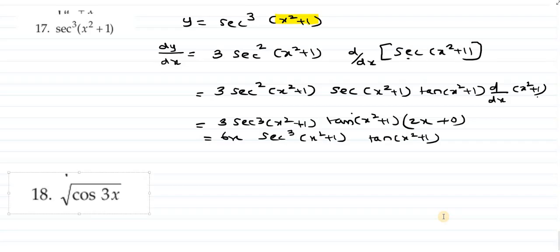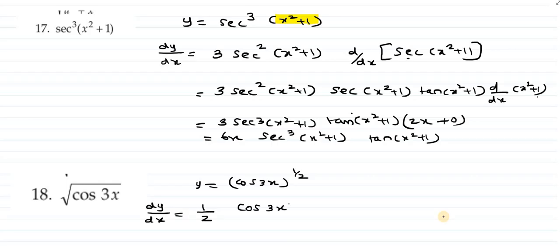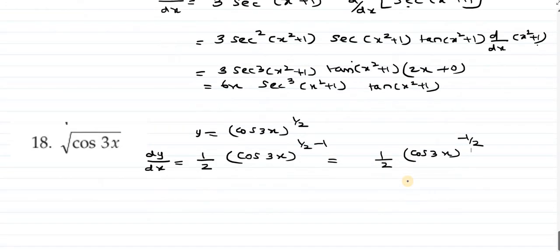Okay. So under root cos 3x. Again, power is involved, right? Cos 3x to the power half. So dy by dx is what? First power. So half cos 3x to the power half minus 1. So 1 by 2 cos 3x to the power minus 1 by 2. Correct?